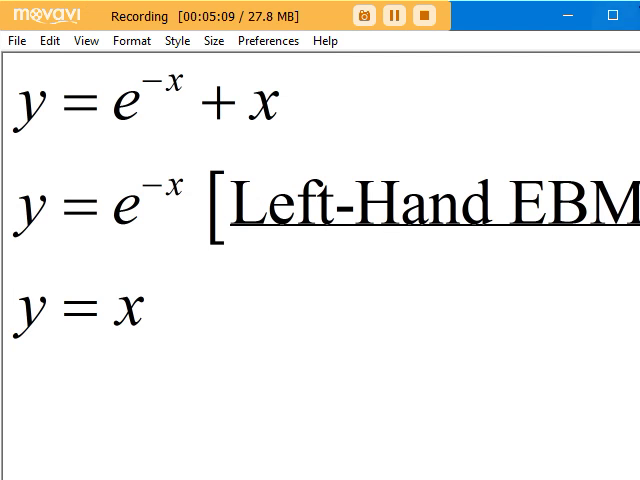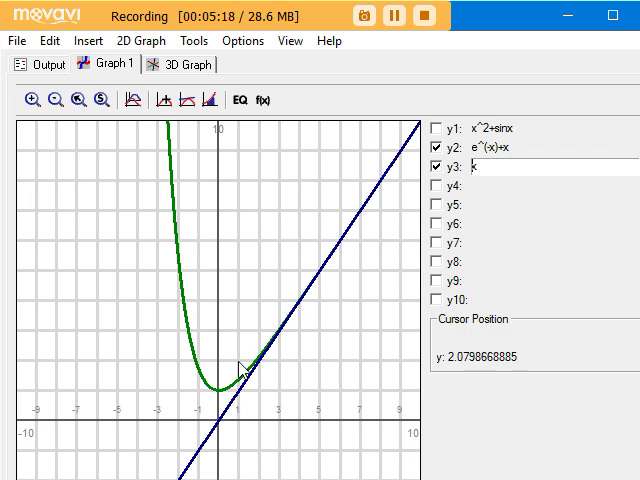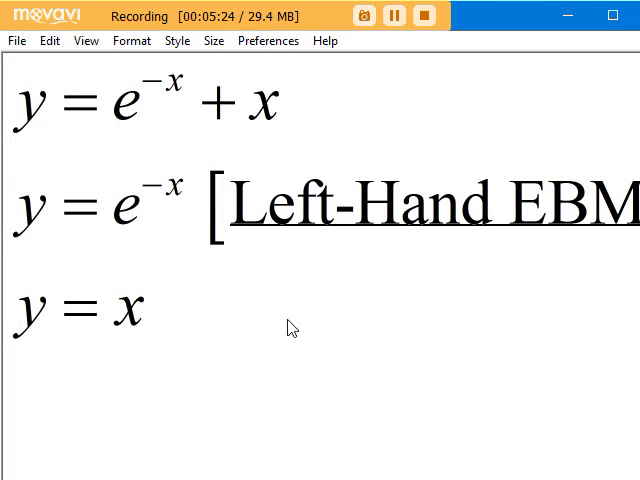And then the y equals x, you can probably go ahead and guess, is going to be the other side. So let's type that in and see what it looks like. So here's y equals x. And we see that on the right-hand side, it's the same as the green. So it will be the right-hand behavior model. And we'll type that in here.